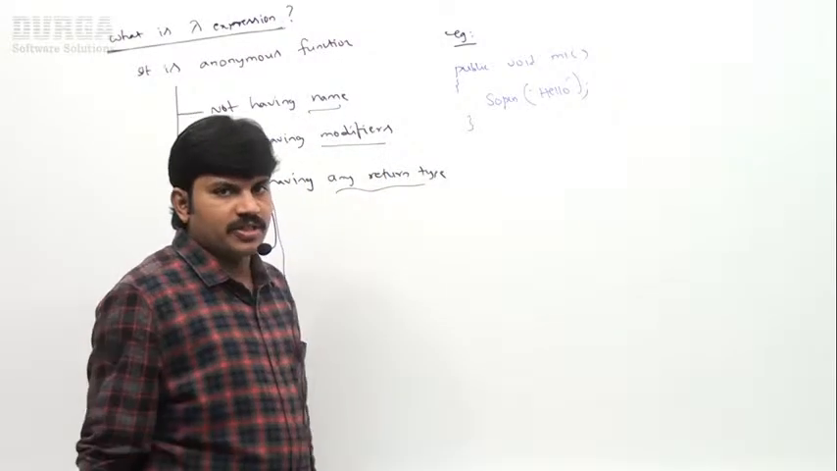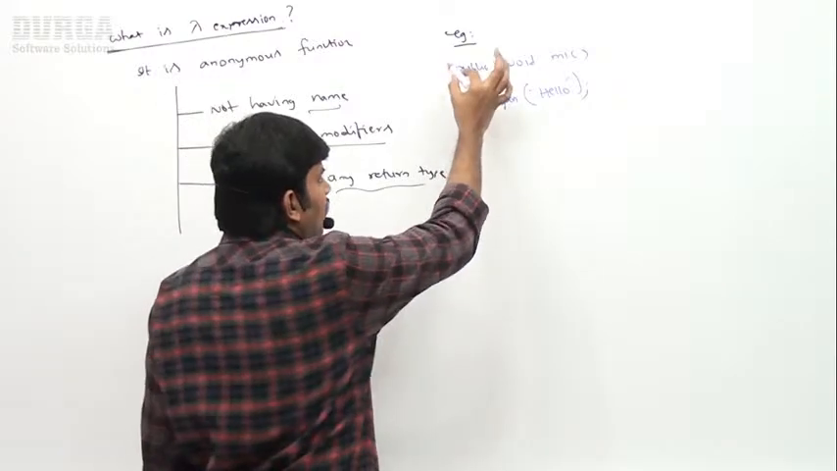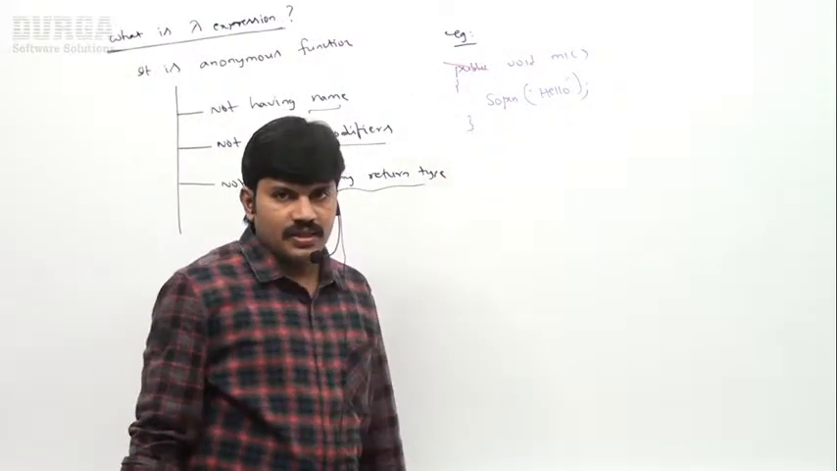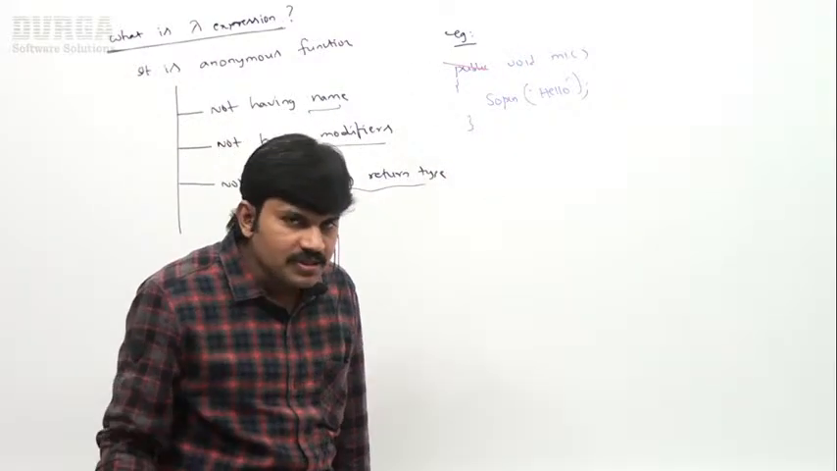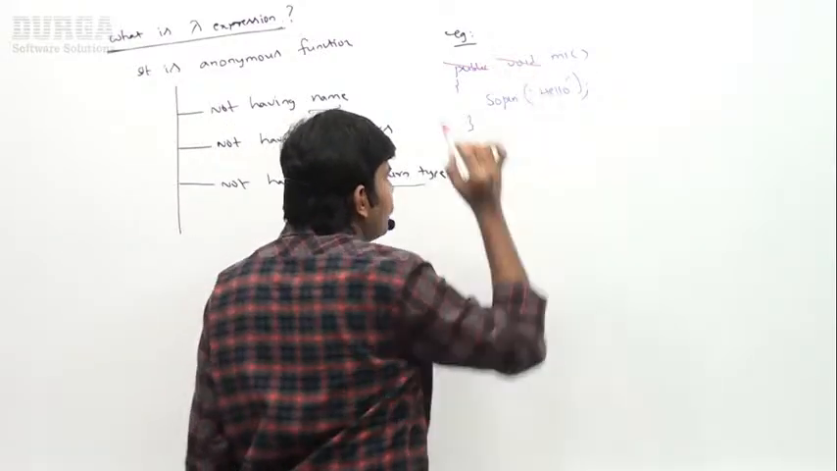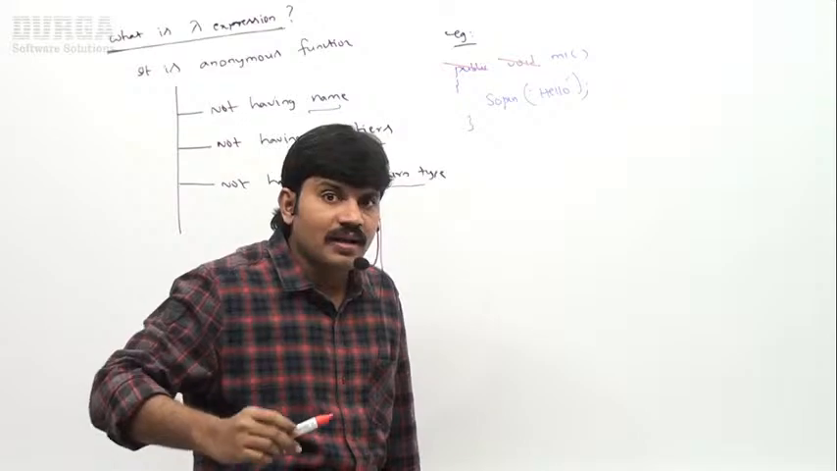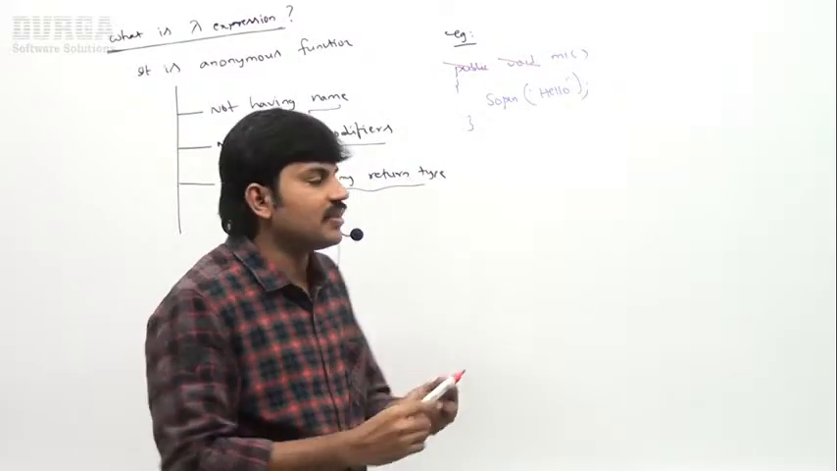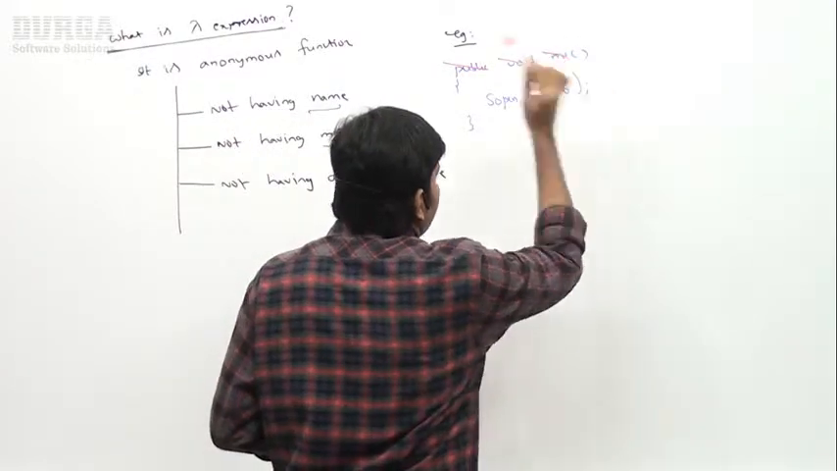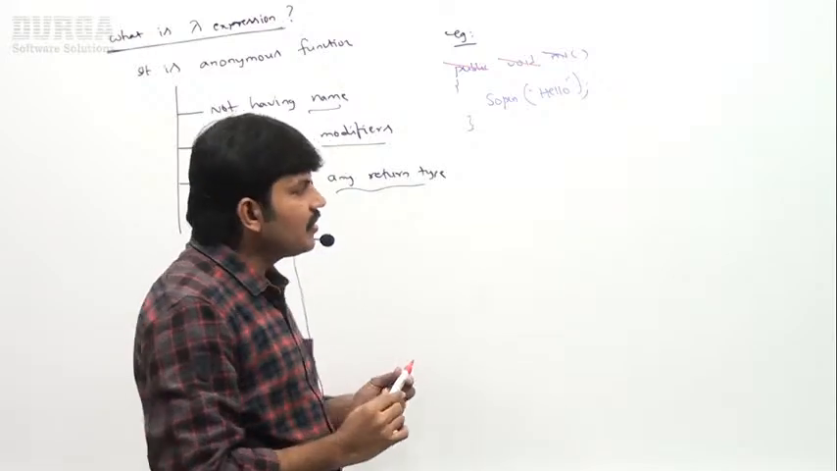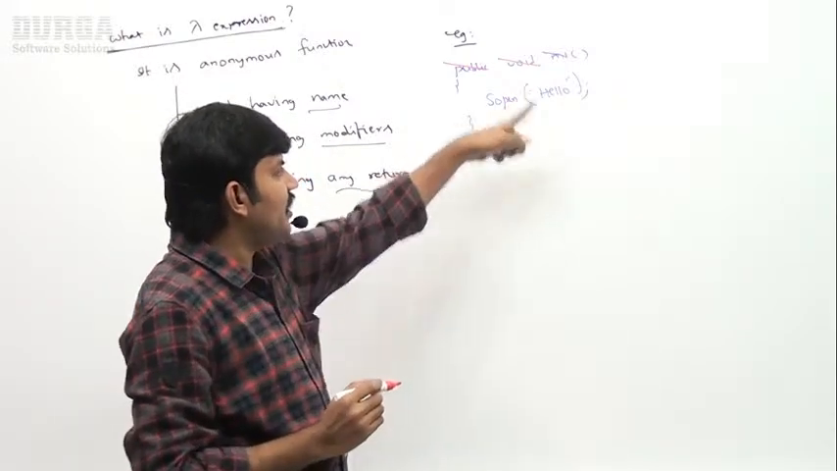Sir, for lambda expression, is the modifier concept applicable or not? No. Next, is the return type concept applicable or not? No. Next, can I give a name for a lambda expression? No, it is anonymous. That's why just remove the method name. If you remove all these things, then what is the remaining part?